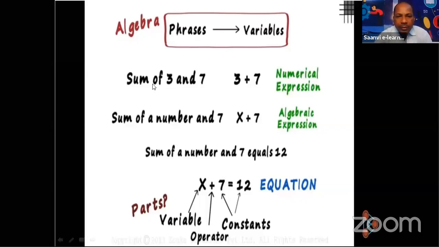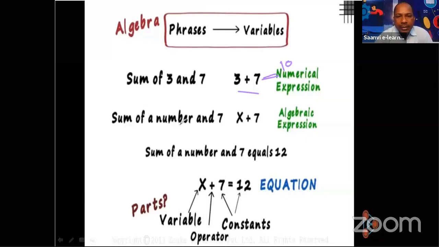See here, it is given sum of 3 and 7. Okay, sum of 3 and 7. So sum of 3 and 7 means 3 plus 7. Sum of 3 and 7 means it is equal to 3 plus 7. Okay, 3 plus 7, we all know that it is equal to 10. Okay.